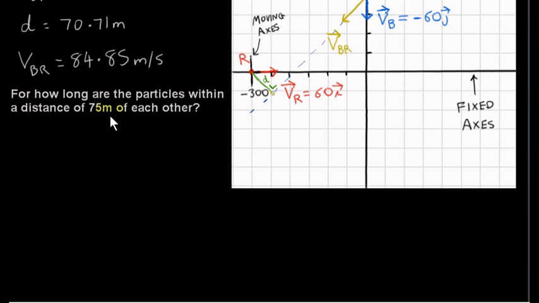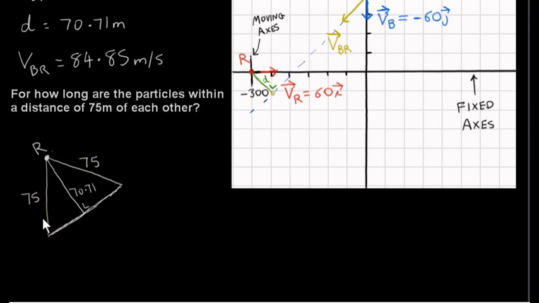A similar type of question that we could ask is, for how long are the particles within a distance of 75 meters of each other? Here is the picture. This line here is part of the trajectory of particle B as seen from particle R, which is here. So as long as particle B is along this part of the trajectory, then its distance from R is less than or equal to 75 meters.